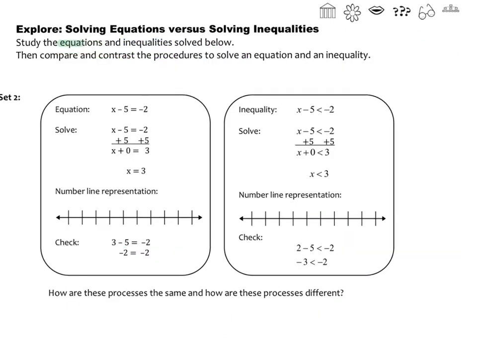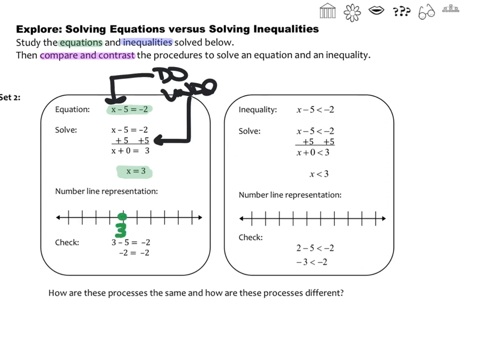So here's another example. Again, we're still talking equations and inequalities, and our primary purpose is to compare and contrast. Where are the procedures the same and where are they different? In our equation, x minus 5 equals negative 2, we're going to start with a do-undo, which means our do is minus 5, which makes our undo plus 5, which gives us a solution of x equals 3. On our graph, we place 3 with a solid dot.